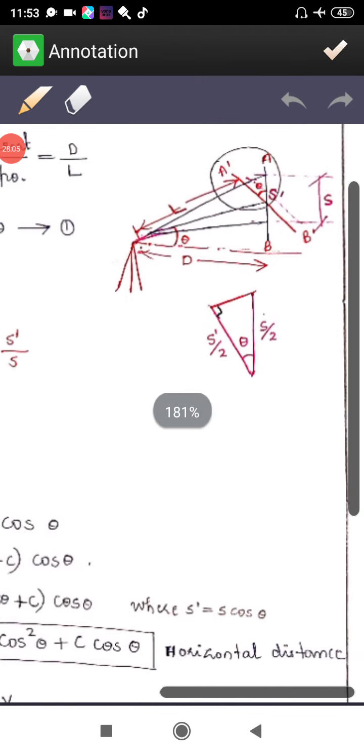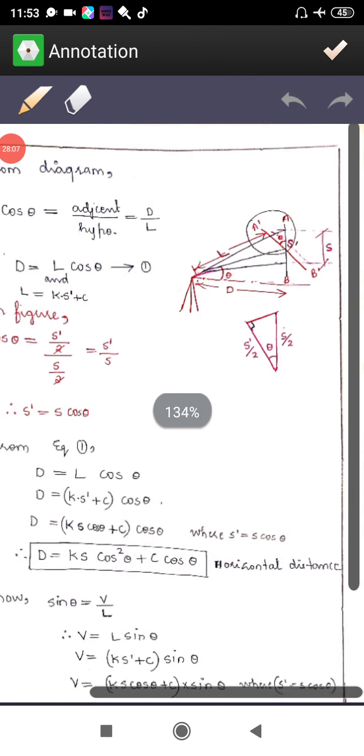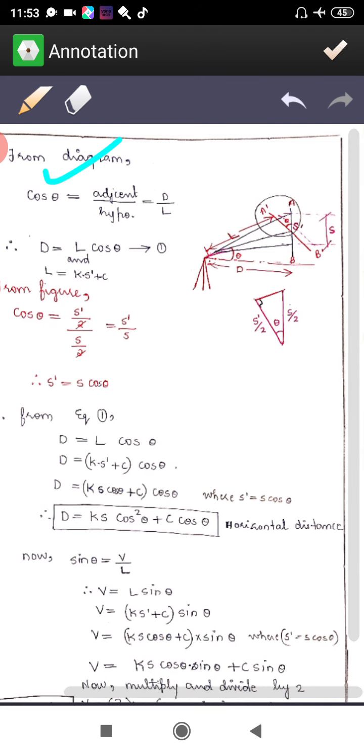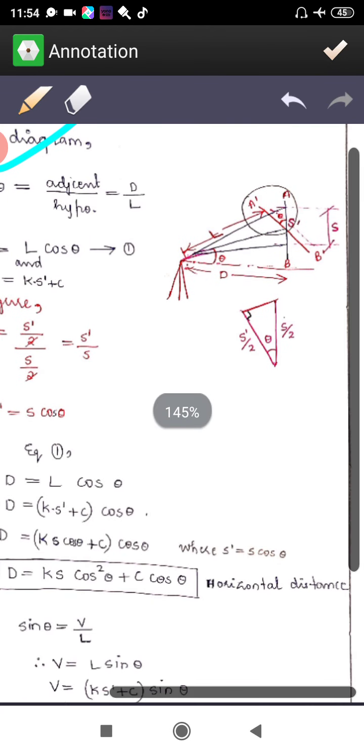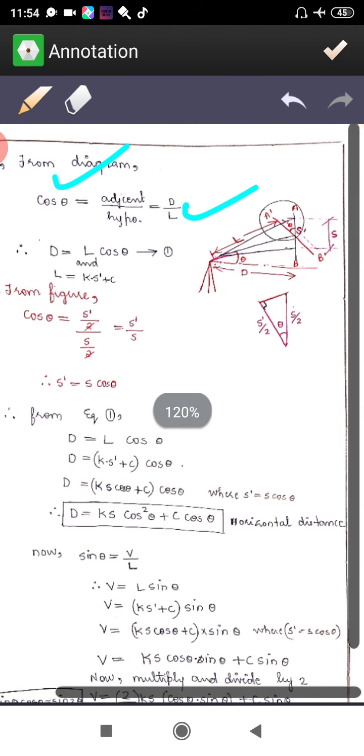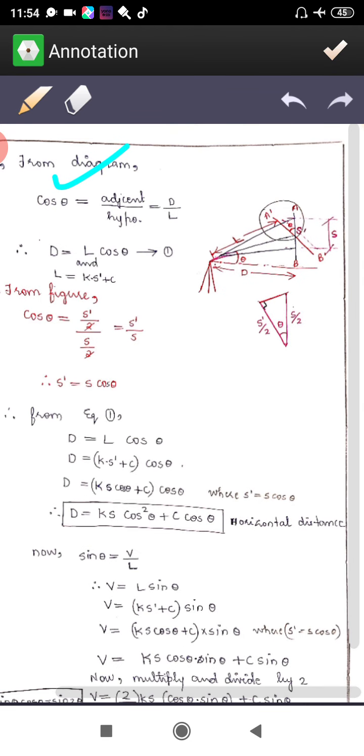now if you check this figure here, what you are going to have from this figure is cos theta. Cos theta is equal to adjacent by hypotenuse. Now if you see, this is the adjacent side, this is the hypotenuse side. So D by L I can keep there. So D by L is cos theta. Now D is equal to, because we want D, D is equal to L cos theta. This we can keep as equation 1.